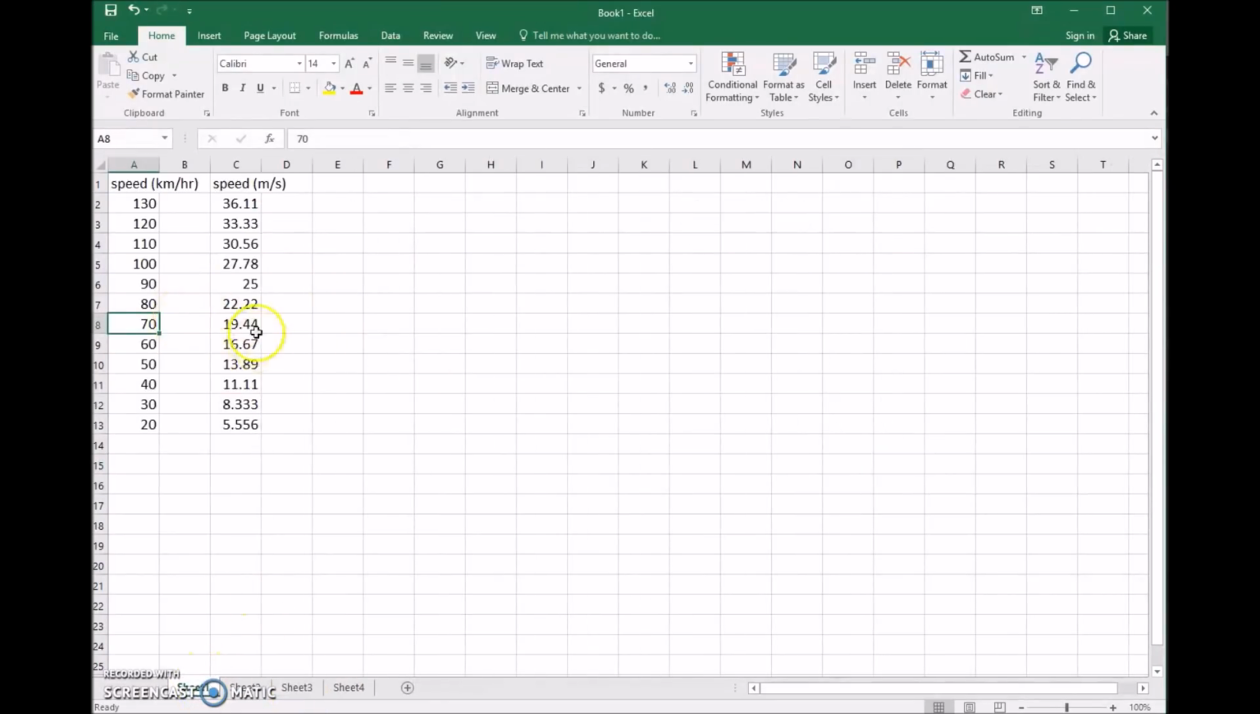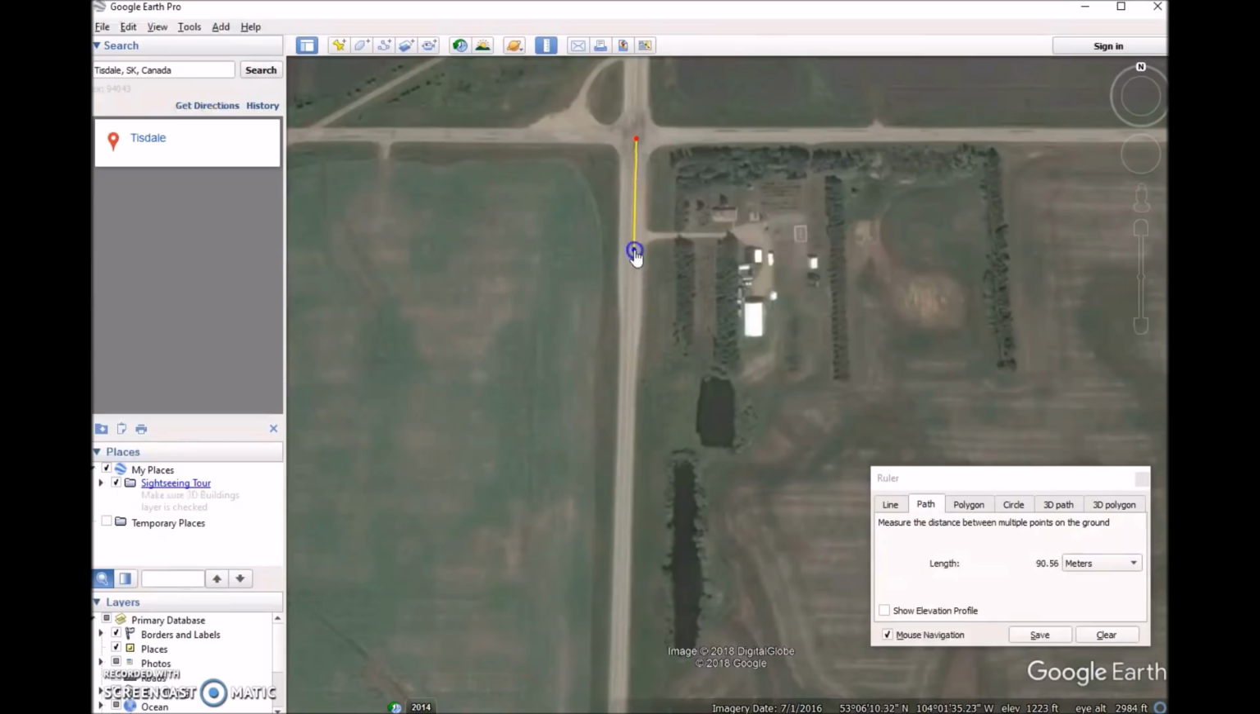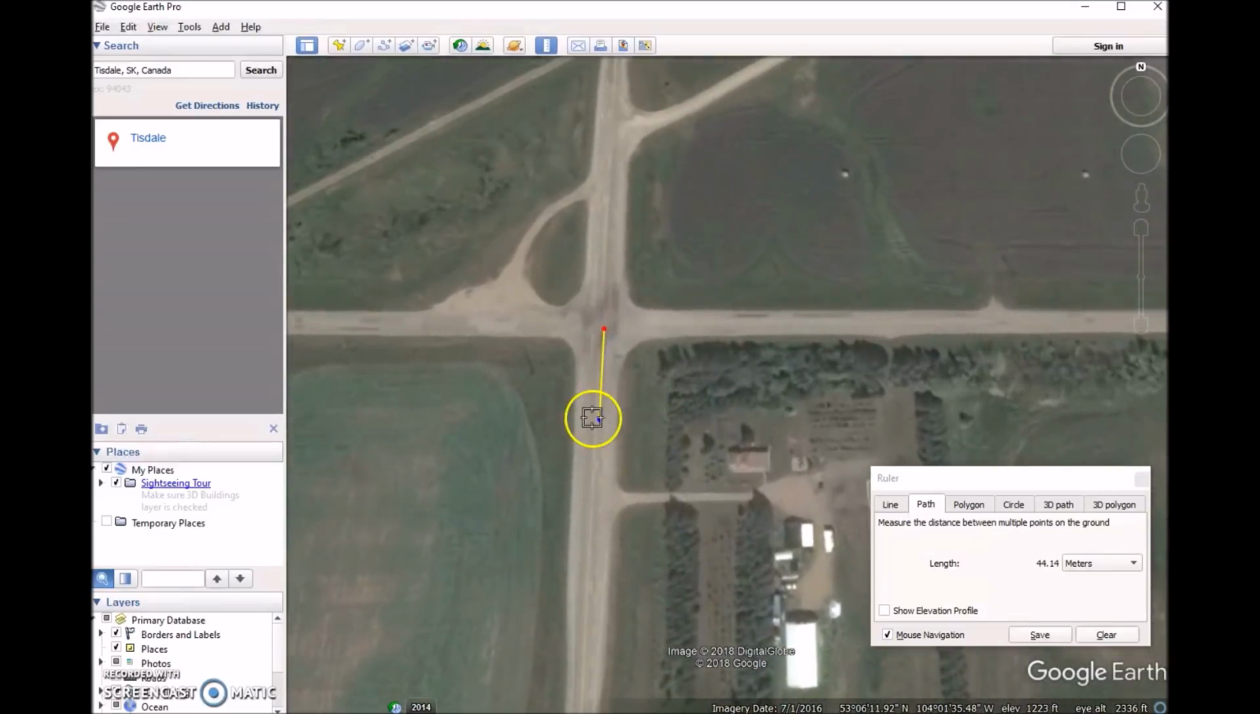which is 19.44, then you're only giving the bus, because of the trees there, 1.5 seconds, which only turns out to be 43 meters, which is pretty drastic when you look at it. Let me zoom in here. When you look at it, 43 meters, asking a bus driver to stop in that distance is problematic. Okay, that's part one, kinematics.